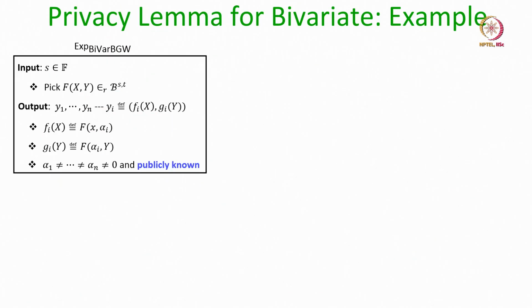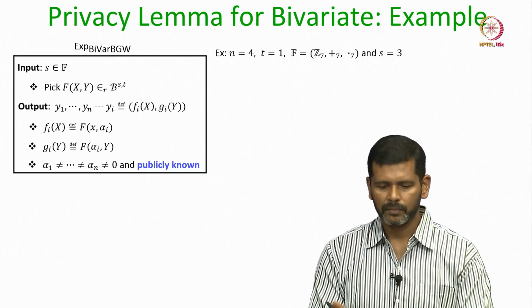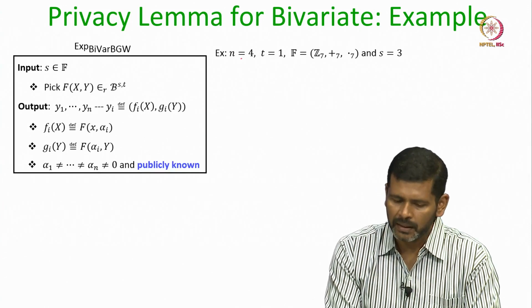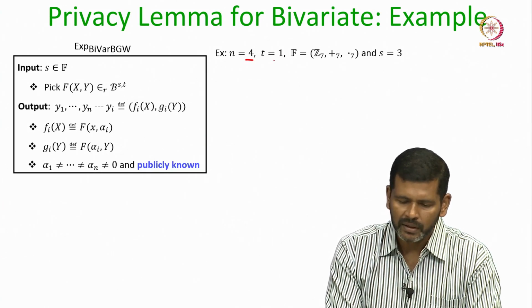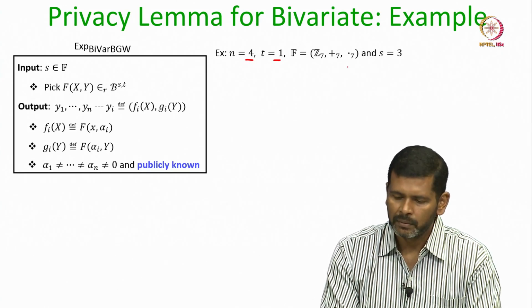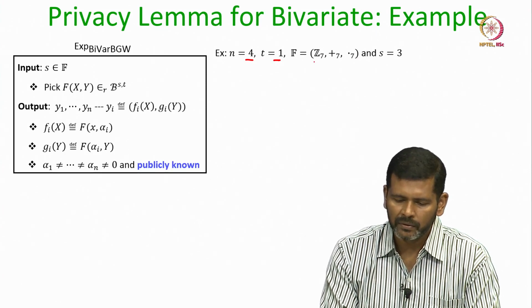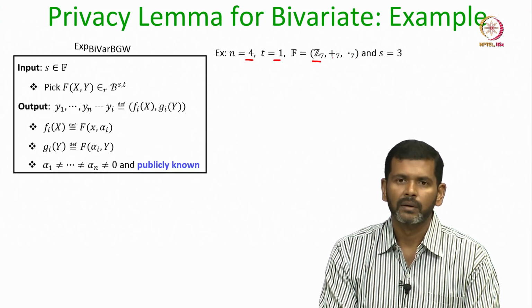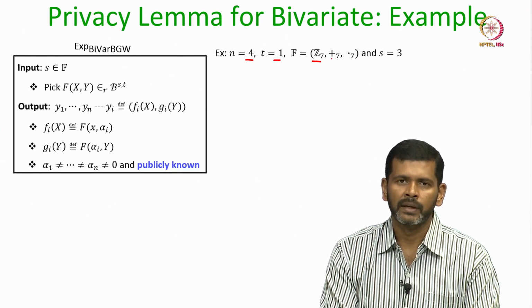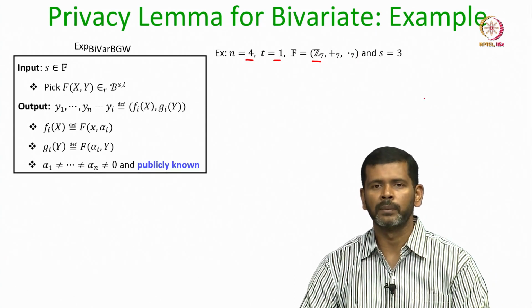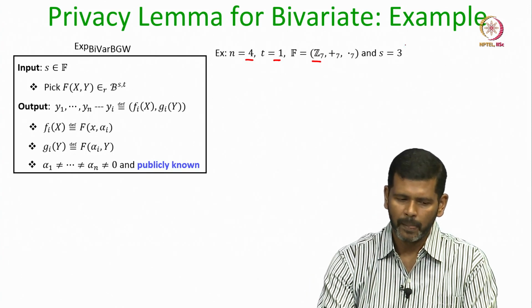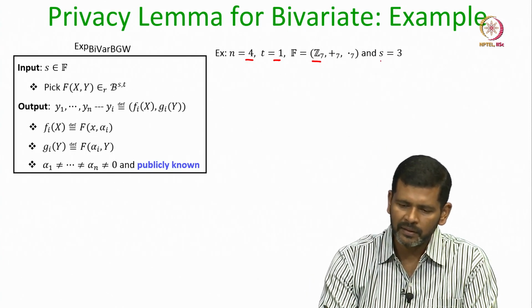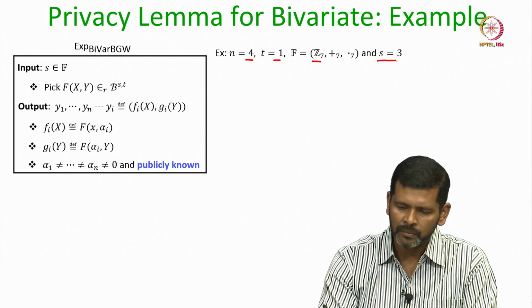Okay. So, now let me demonstrate this privacy lemma with an example here. For the purpose of demonstration I am taking n to be 4, t to be 1, and I will be performing all the operations over the field Z7, where all the addition operations will be addition modulo 7 and all the multiplication operations will be multiplication modulo 7. And suppose we run this experiment with the input s being 3.